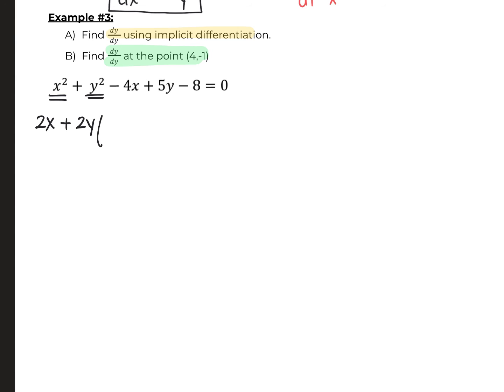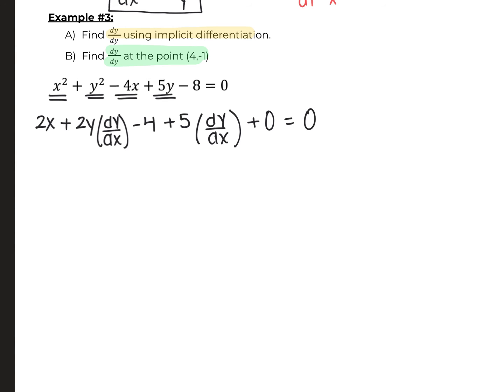But we have to remember, we took the derivative with respect to y. So we have to write dy over dx. The derivative of negative 4x is negative 4. The derivative of 5y is just 5, but I took a derivative with respect to y, so I have to write dy over dx. And the derivative of 8 is actually 0, and the derivative of 0 is 0.